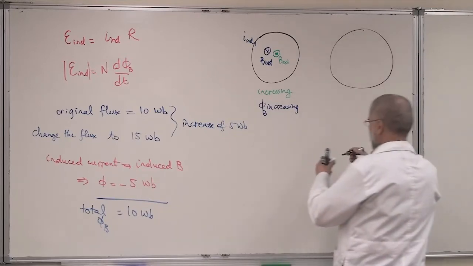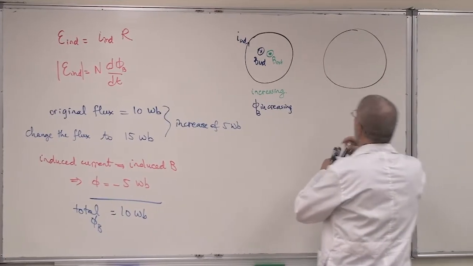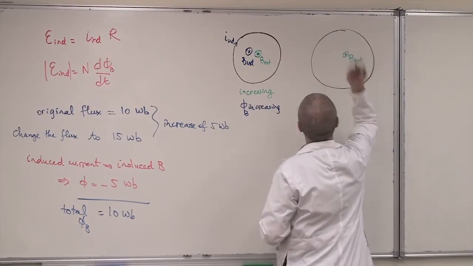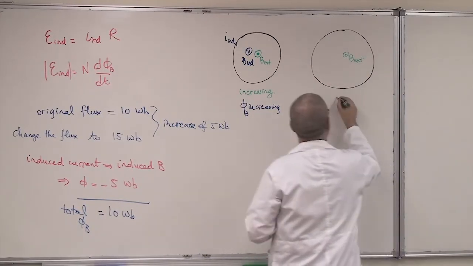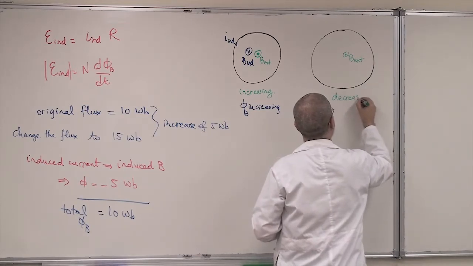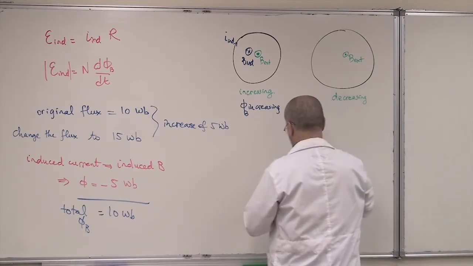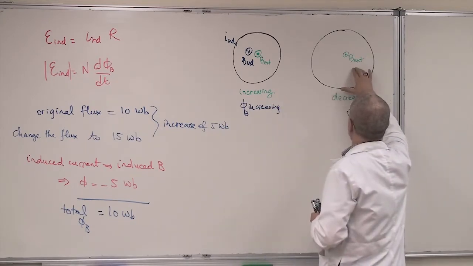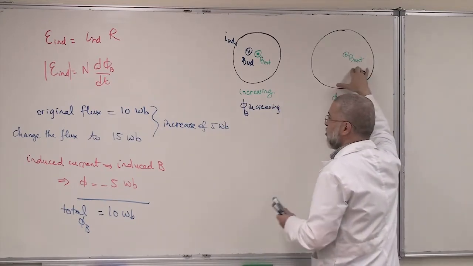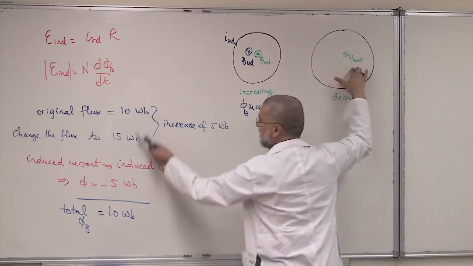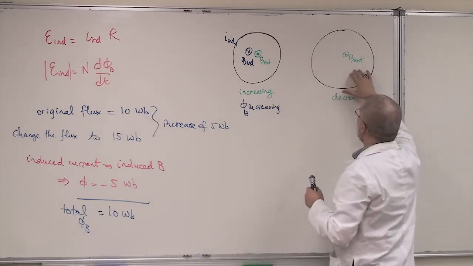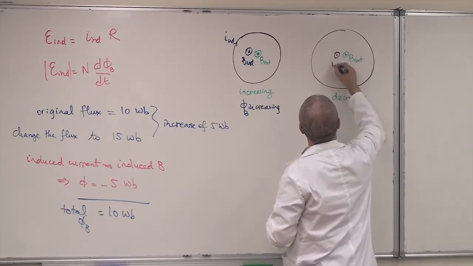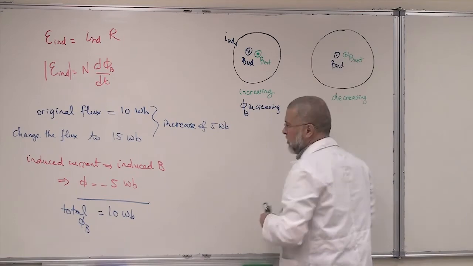Another coil, different dimensions. Now my B external is also coming out, but now it is decreasing. I'm sure you should know that now the current will be in the opposite direction, but let's see how. If B external is decreasing, it means there's a decrease in flux. In the previous example there was an increase in flux, but here there's a decrease. So my B induced will be in the same direction.